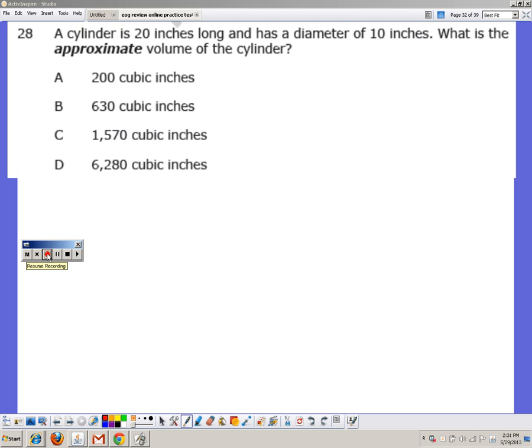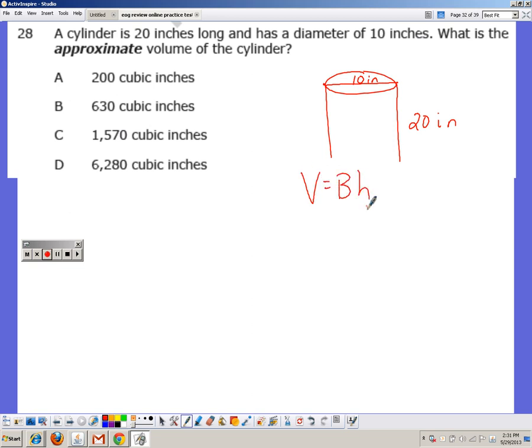This problem is a basic volume problem. First step, draw yourself a picture. The cylinder looks like a pen. It tells you that the cylinder is 20 inches long and has a diameter of 10 inches. Okay? If you will recall, the volume of any cylinder or prism is V equals big B times h. But big B has to be replaced with the appropriate area formula. Since the faces are circles, we're going to replace big B with pi r squared.